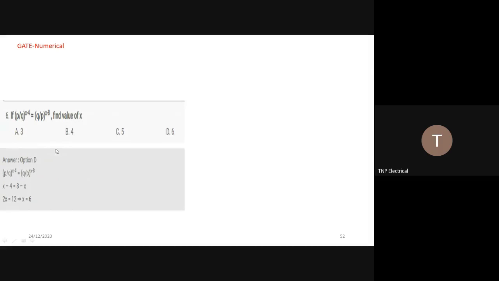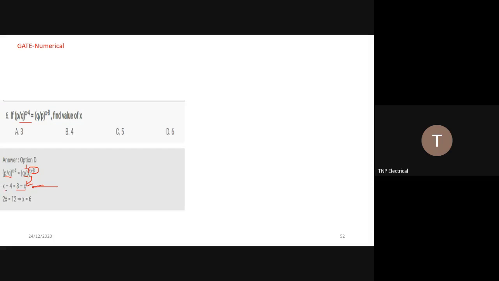Now next, if p by q to the power x minus 4 is equal to q by p to the power x minus 8, find the value of x. So this is also asked many a times. So just write down whatever is given. Now, friend, here the value given is p by q, and here it is q by p. So you can represent it as 1 upon p by q. Are you getting? Or else you just reverse it. It is x minus 8. You can represent it as minus x. This small change you need to consider here.